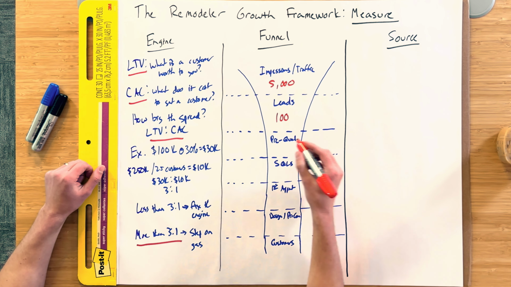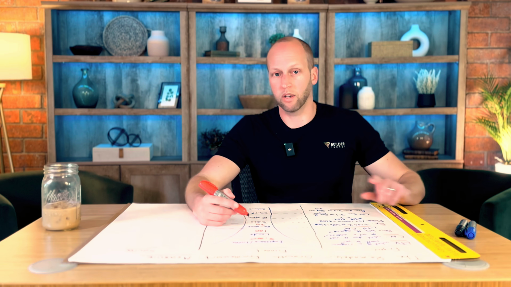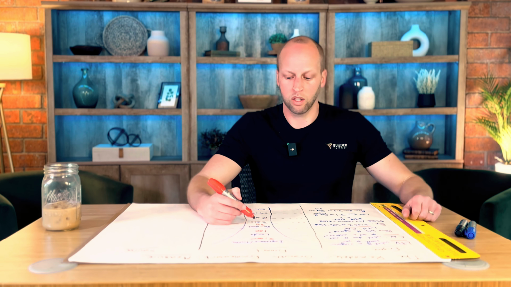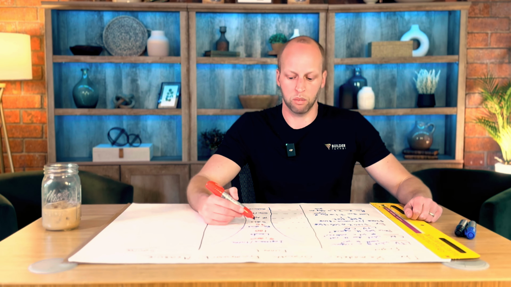Out of the 100 leads, we may only get 30% of them onto a phone call. Now again, if you're using Close, which we talked about in the last video, you could get this number up a lot higher. You could book a lot more of your leads into meetings.